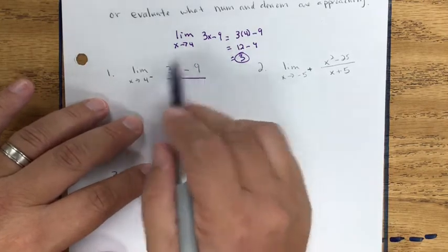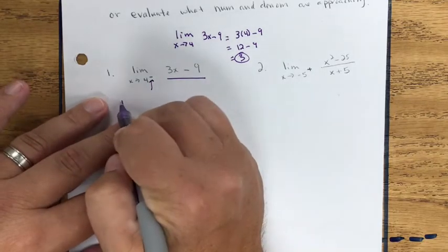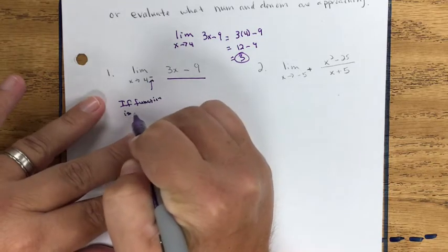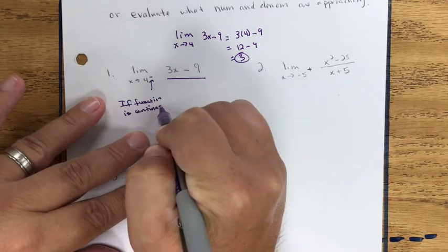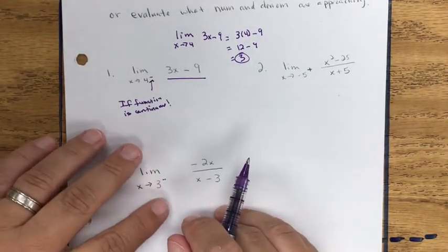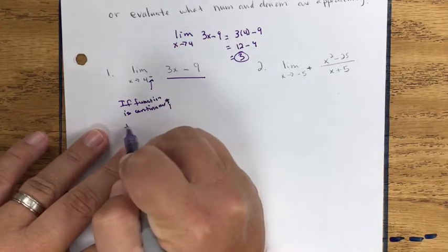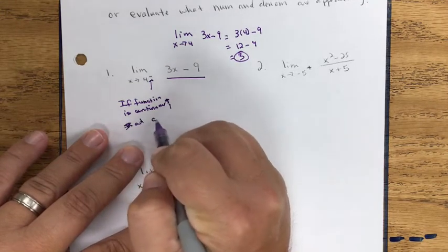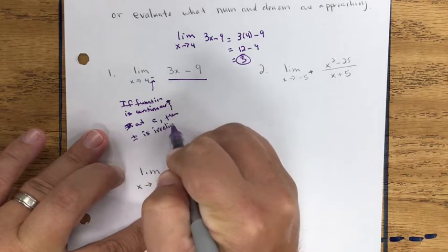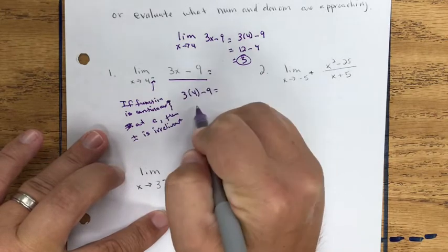Right? So if the function is continuous at the point, this is almost irrelevant. If the function is continuous, all right, then from the left and at c, the plus or minus is irrelevant. So this is just going to equal 3 times 4 minus 9, which is 3.